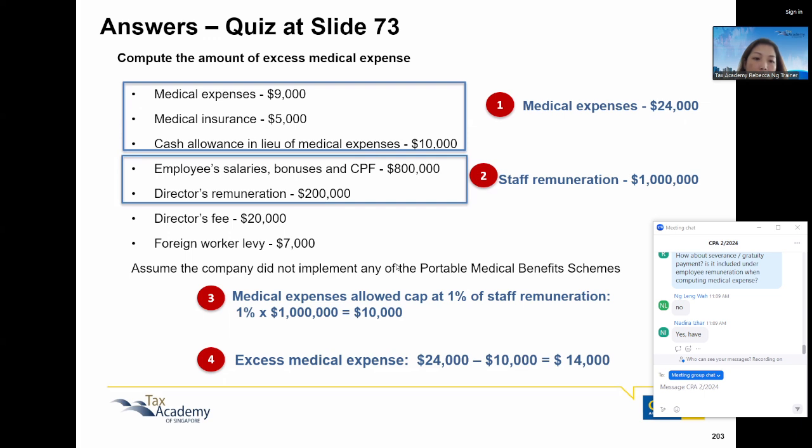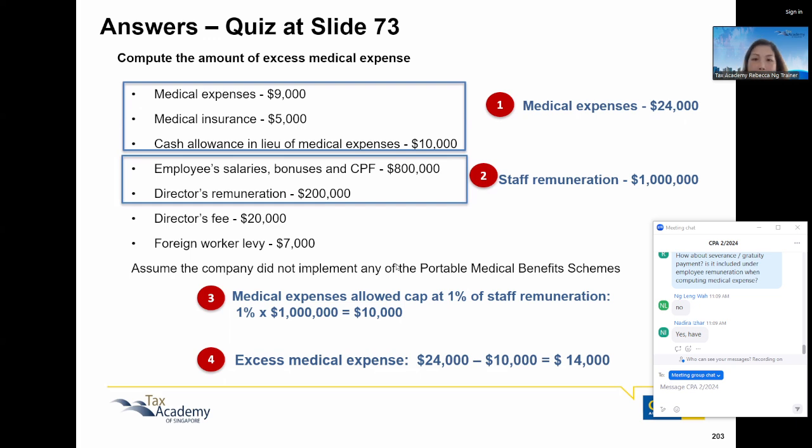So how much is the allowable medical expenses since the company did not implement any portable medical benefit scheme? The medical expenses allowed is capped at 1% of the staff remuneration, okay, which is 10,000. Then step 4, we will compute the excess medical expenses. So we get the total medical expenses that we have determined at step 1 of 24,000. We less off the 10,000 allowable medical expenses that we determined at step 3 to arrive at 14,000.